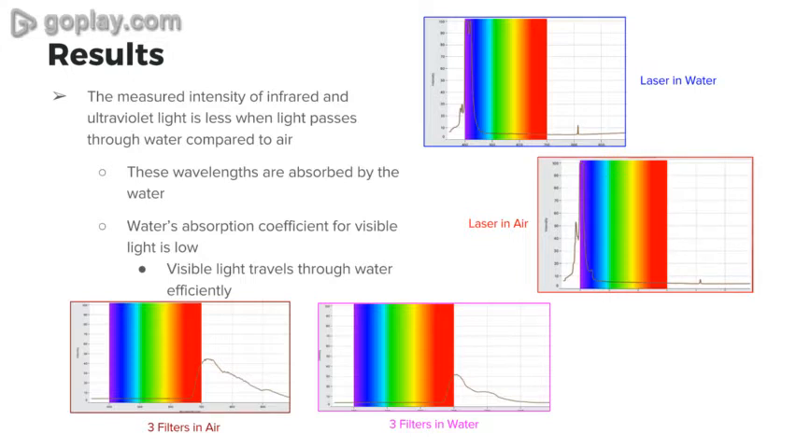Ultraviolet light from a purple laser had a higher intensity when measured through air versus water. Infrared light behaved the same way when the 3 filters were used to cancel out visible light. We can tell using Beer's law that these wavelengths are absorbed by the water. Beer's law also tells us that water's absorption coefficient for visible light is low, meaning that visible light travels through water efficiently.